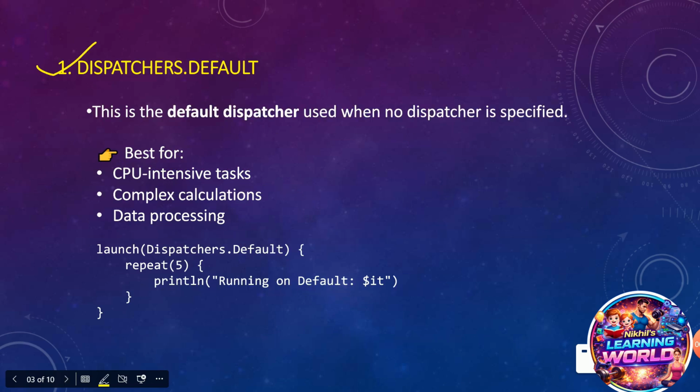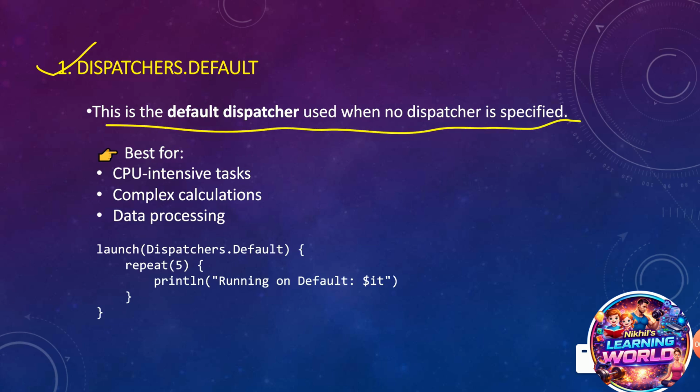So let's see one by one, starting with Default. Default is used whenever we have not specified any dispatcher, that dispatcher is Default. It's best for CPU intensive tasks like complex calculations or data processing. That type of work we will use the Default dispatcher for. For example, you can see here the code where we launch with Dispatchers.Default.